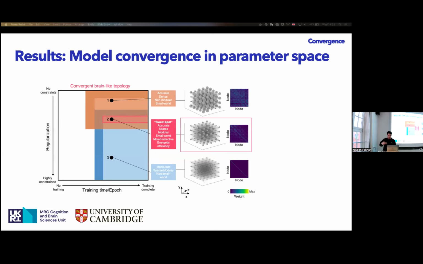It's a fairly simple task. You can solve it, no problem. It's very dense. You can maybe just squint and see what the matrix looks like here. It's pretty dense. It's not really very modular, but it's very efficient based on the classical graph theory measures.